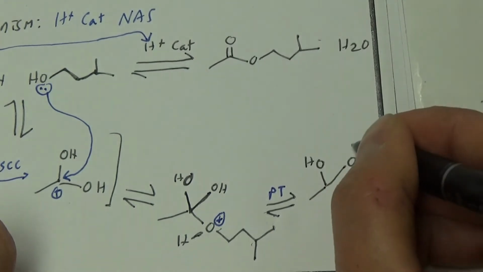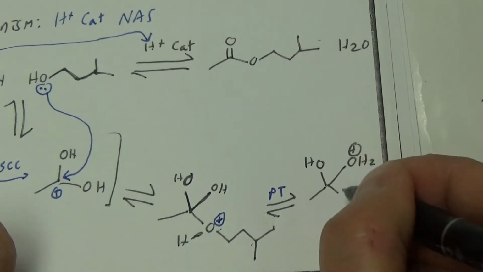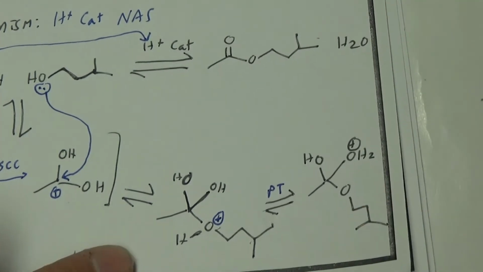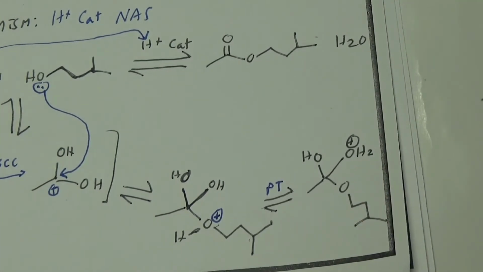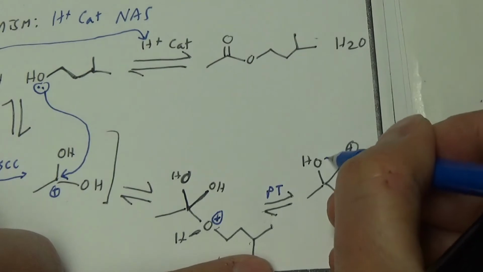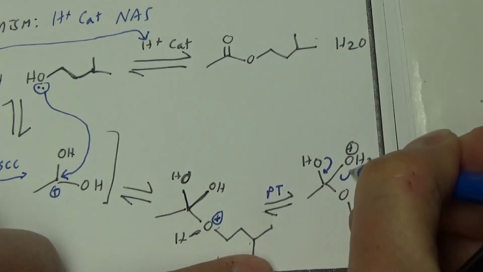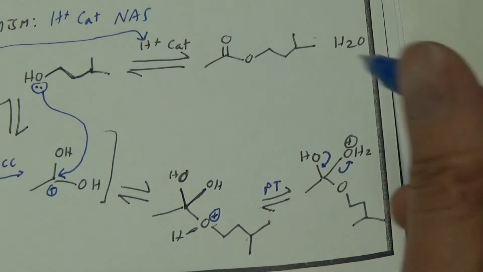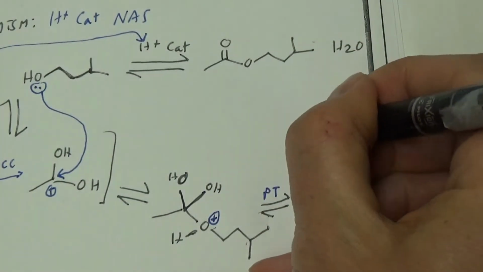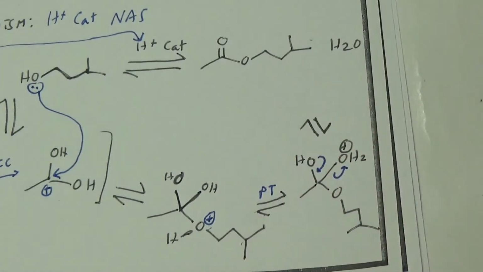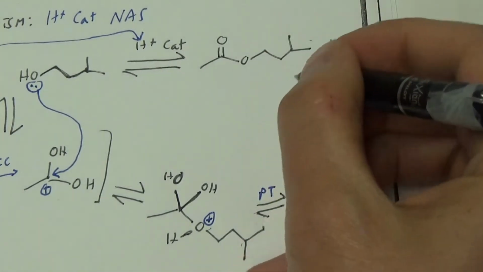Now it's OH2 plus. Then we got our isoamyl chain. And got a leaving group. Who's going to kick it off? Probably the other OH. Now there goes our water. These steps are all in equilibrium. Every one of these steps is in equilibrium. Okay. Now you got your product plus a proton.